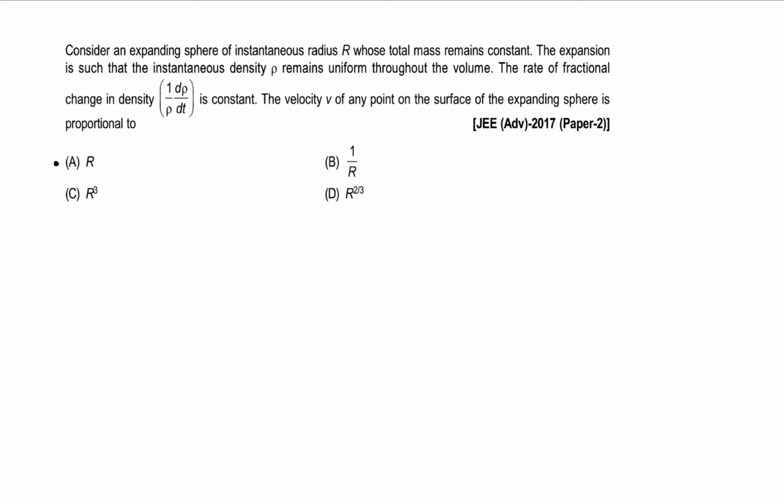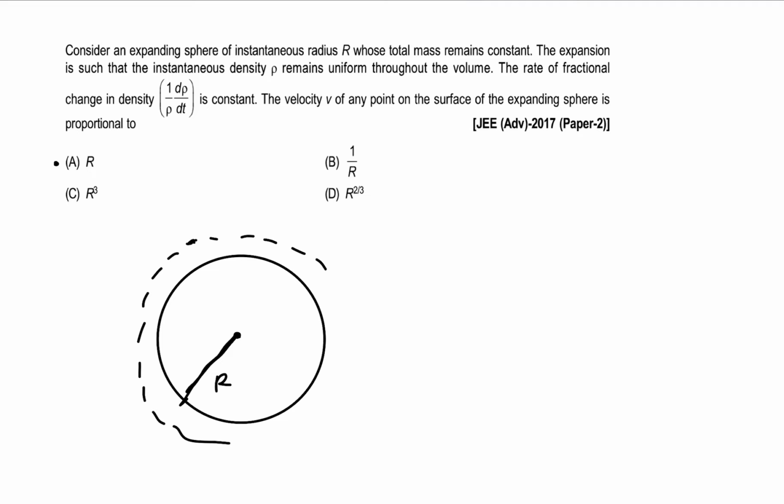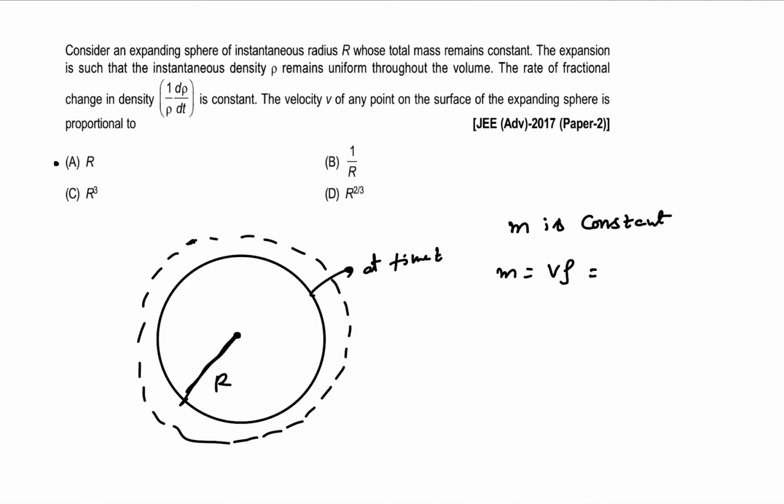Next question. This is the 2017 JEE Advanced question. Consider an expanding sphere of instantaneous radius r. Let us consider there is an r. Now this r is at any time. Let us consider r is r. Now it is going to expand. It is expanding. At any instant it is r. Okay. This is at a time t. It is expanding. Now we can see that rho is uniform, mass m is constant.